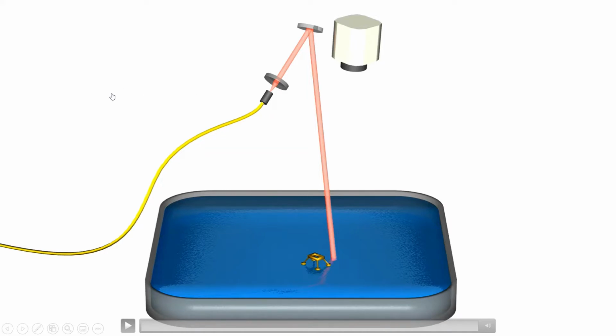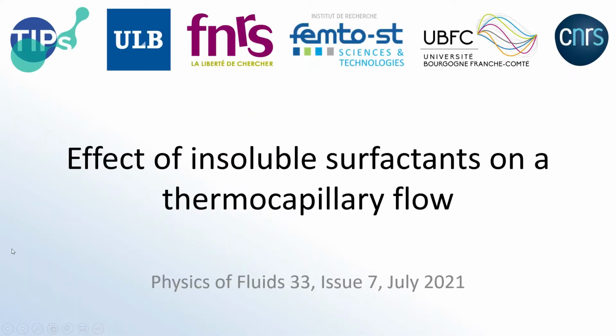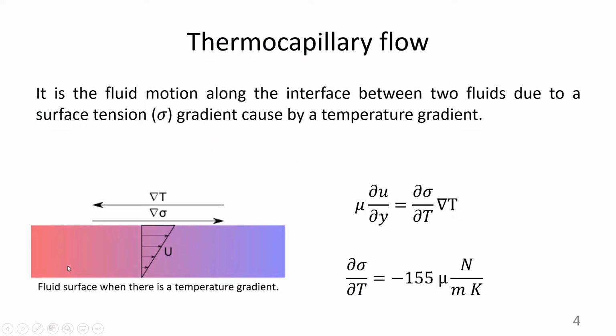So let me start by first giving some more details on the flow itself, work that has been very recently published in Physics of Fluids. So what is a thermocapillary flow? The thermocapillary flow is the fluid motion along a fluid interface due to a temperature gradient. Whenever there is a temperature gradient, this creates a surface tension gradient along the fluid interface that creates a surface stress, and this surface stress drives the flow.